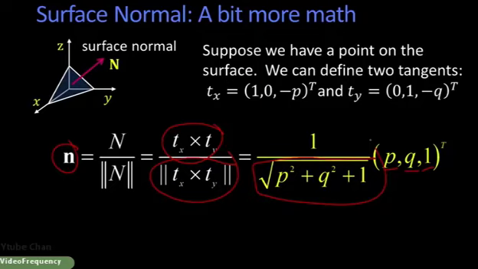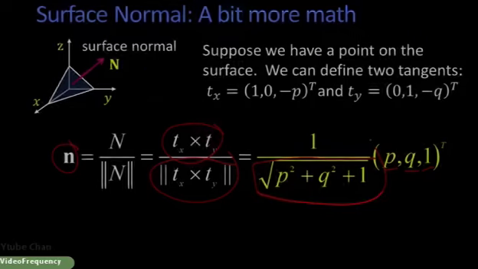By the way, the reason I use the negative partial of z with respect to x and y is that it allows my normal to be (p, q, 1). If I did it the other way, it would be (-p, -q, 1). So it's the same difference. So that's the algebraic description of p and q, and that's important because we're going to use it.